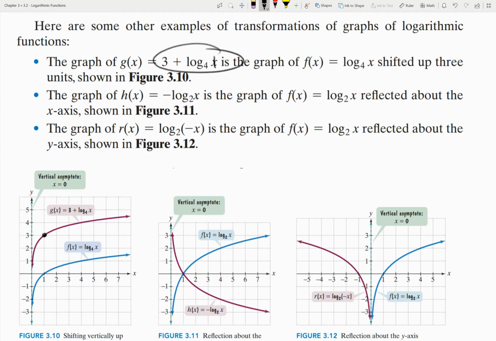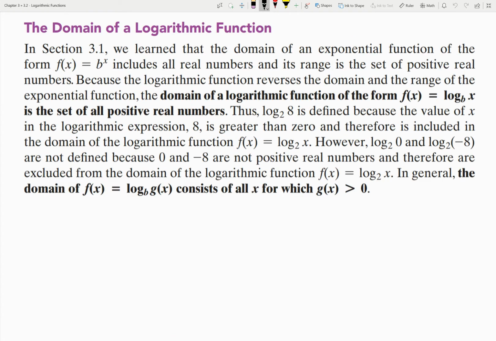The negative in the front, you can see the reflection across the x-axis in the second figure, and the third figure, you can see the reflection across the y-axis. With a negative inside there, right? Now, if I put a positive number in, that's trying to take a negative logarithm. So that is undefined. So you'd have to put a negative inside that, and that's why it is reflected.